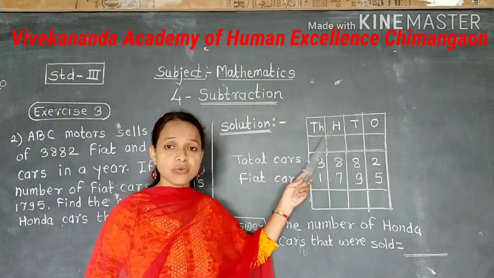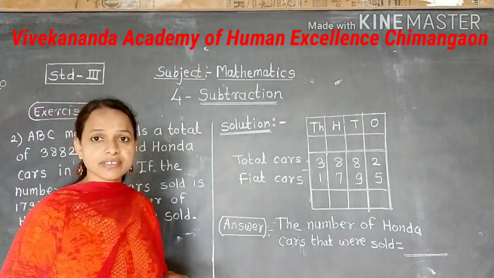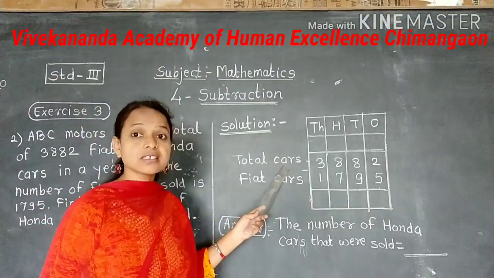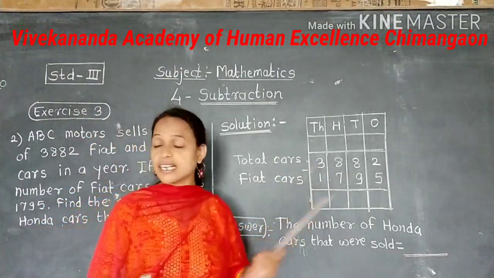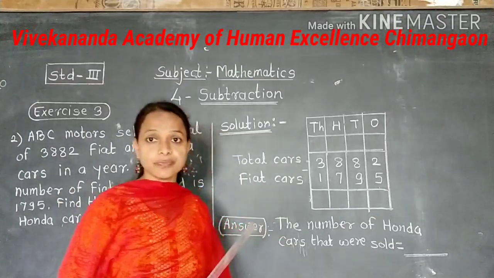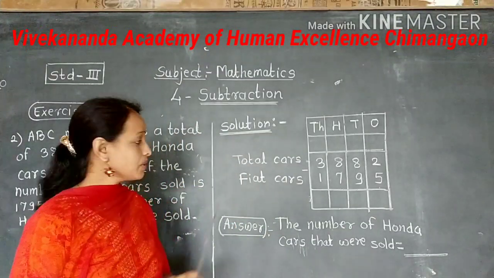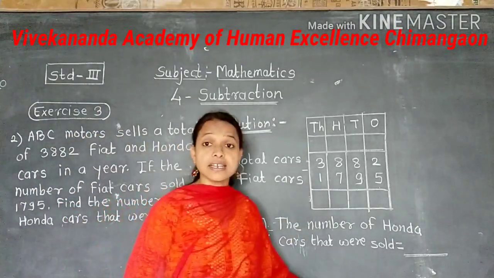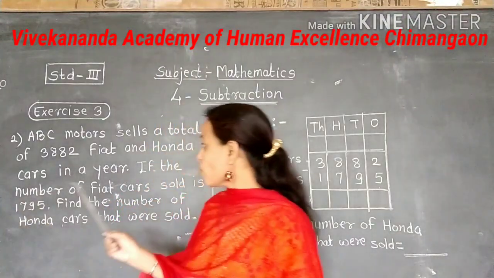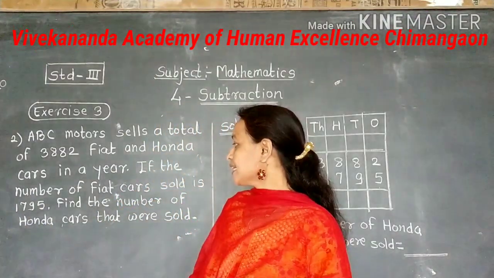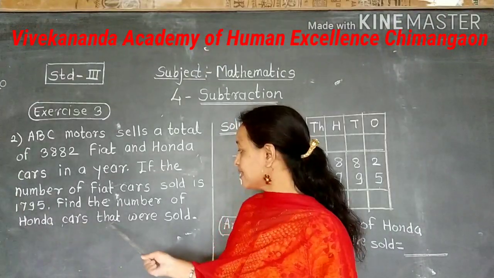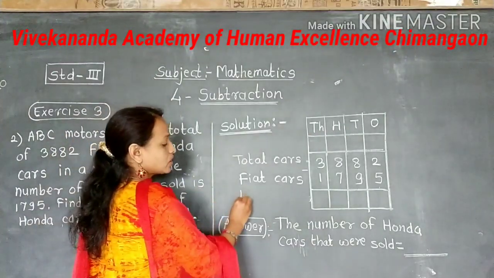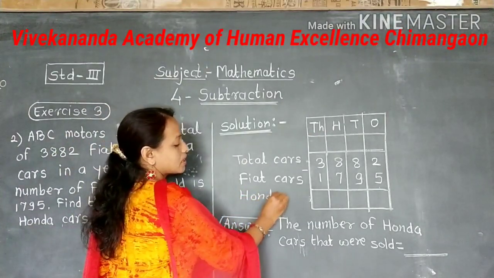As I told you, we made 4 columns here: ones, tens, hundreds and thousands. Next, we have to write what is given on the left side. What is given? Total number of cars: 3,882. Also, Fiat cars: 1,795. And what you have to find? The number of Honda cars that were sold.